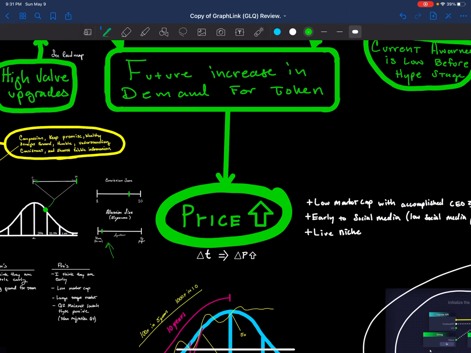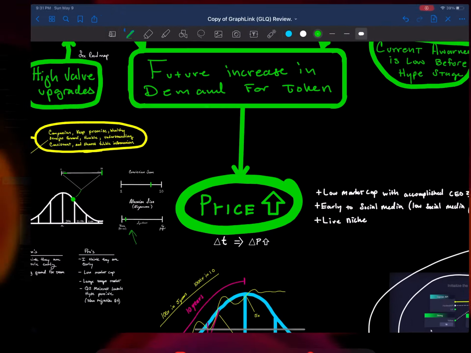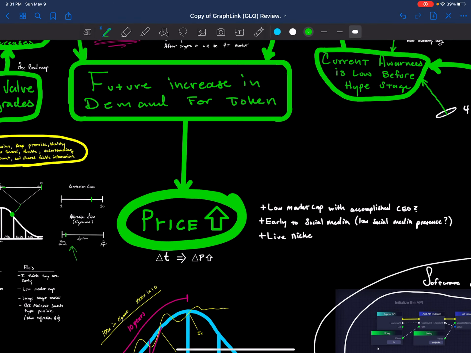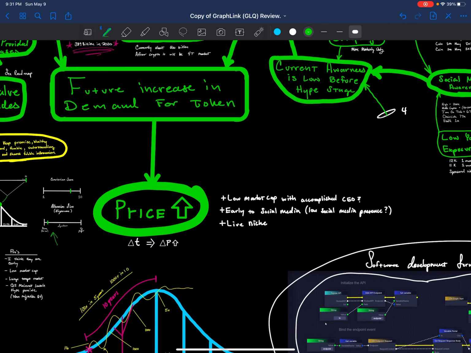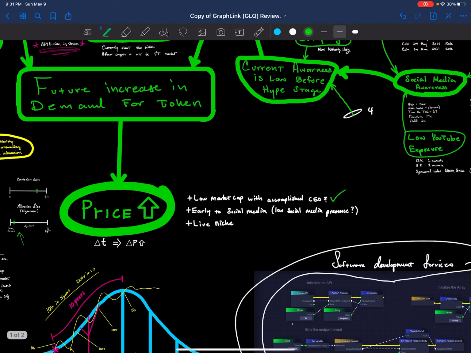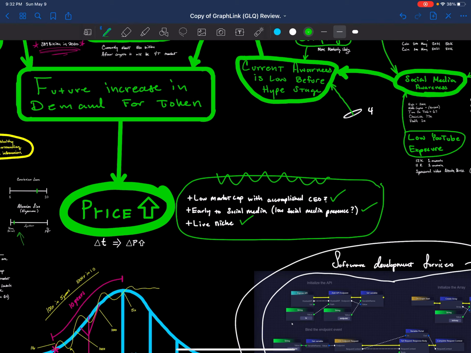Price, I do expect the price to perform. It is a low market cap, right? It's early with social media, and it has a live niche. So this is very bullish. My model predicts that this thing will do really well.